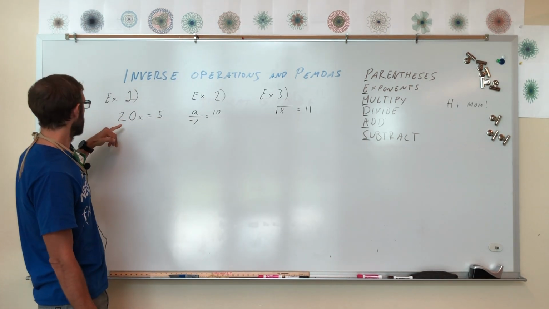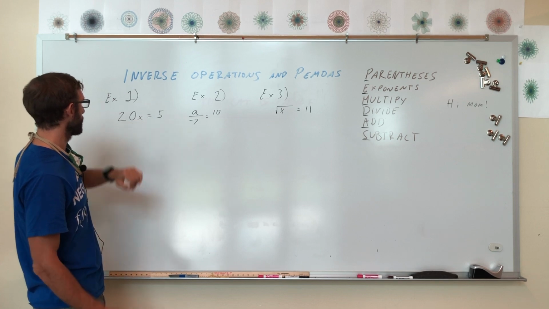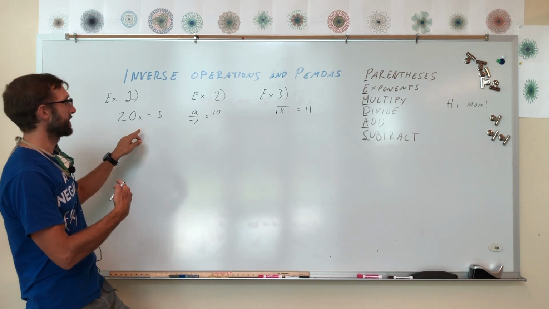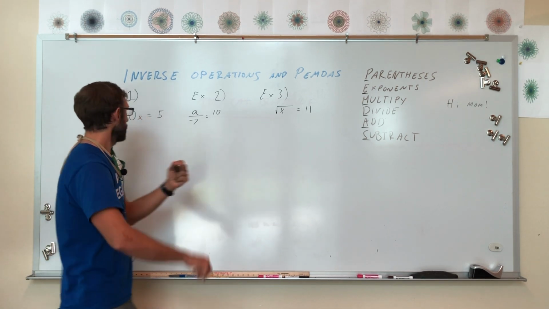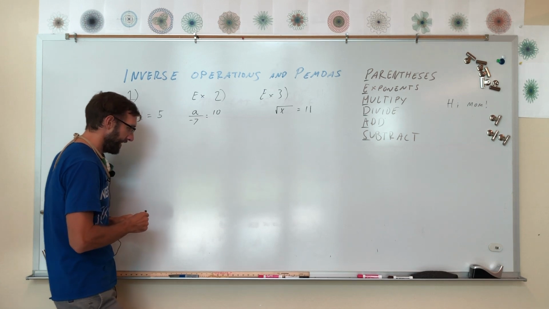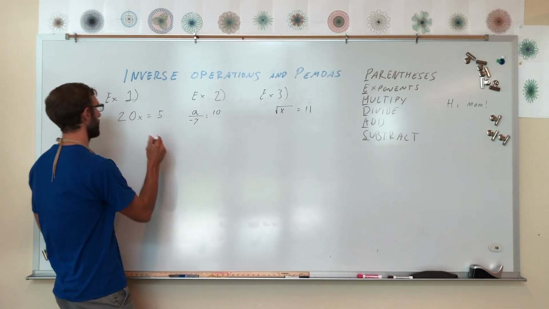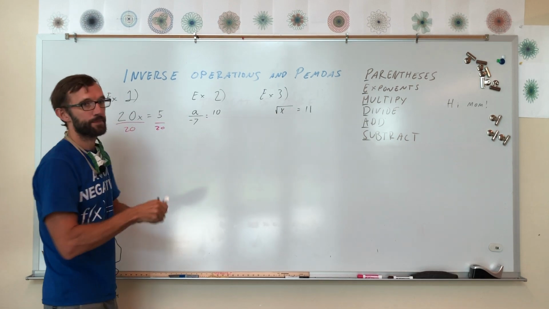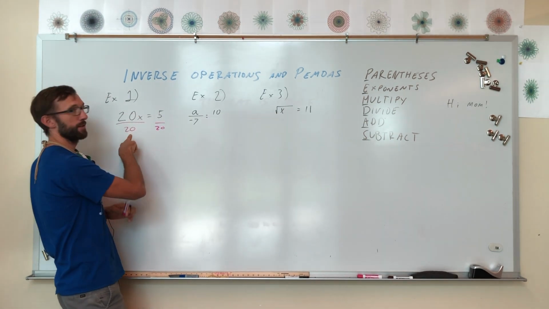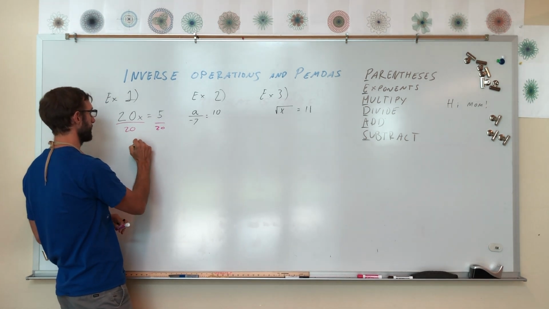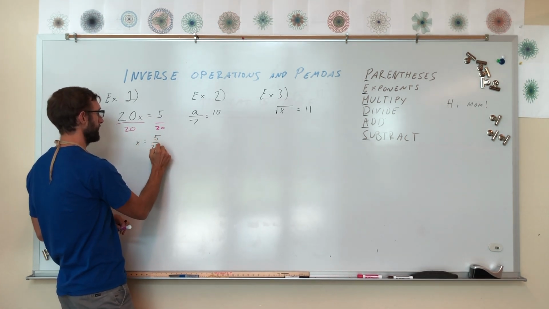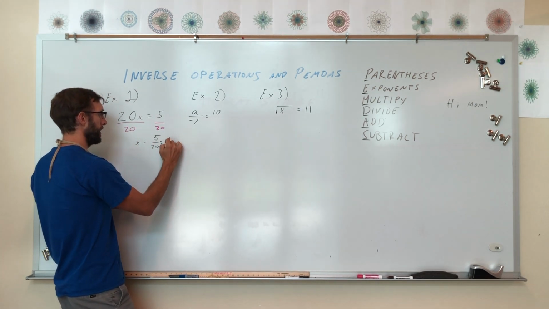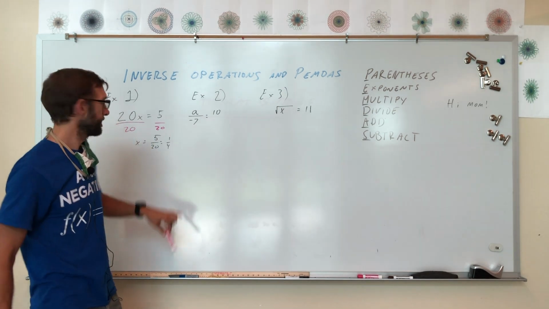Example 1, 20x equals 5, 20 times x equals 5. The inverse of multiplication is division. So we're going to divide by what we're multiplying by. So we're going to divide by 20 on both sides. The 20 is divided out to be 1, so then we get x equals 5/20. This could also be reduced down to, I believe, a quarter. Hopefully I'm right there. 1/4.